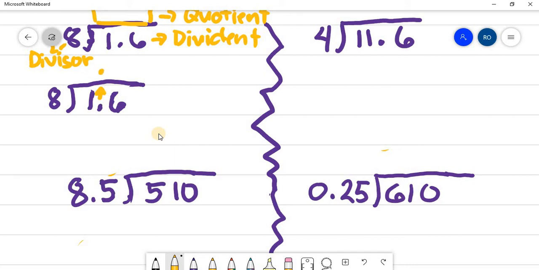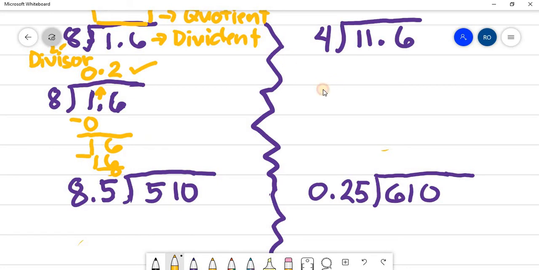Now let's start dividing. 1 divided by 8 is 0. And 0 times 8 is 0. Let's subtract. 1 minus 0 is 1. Bring down 6. So we have now 16 divided by 8 is 2. 2 times 8 is 16. And let's subtract, we have 0. We have the quotient 0.2.